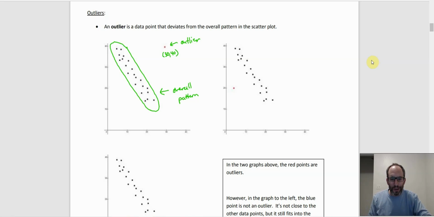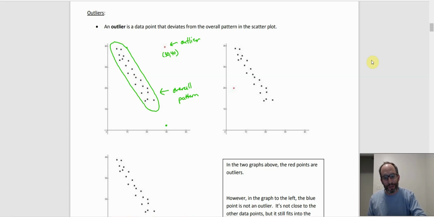So for an X value of 30, it should be over here. It should follow this pattern. And maybe if you had something like this, that wouldn't be an outlier. That would fit with what's going on with these black points. But having a Y value that large is really weird. The other way you can look at it is, for having a Y value that large, maybe it should be back here and have an X value of like 5, right?